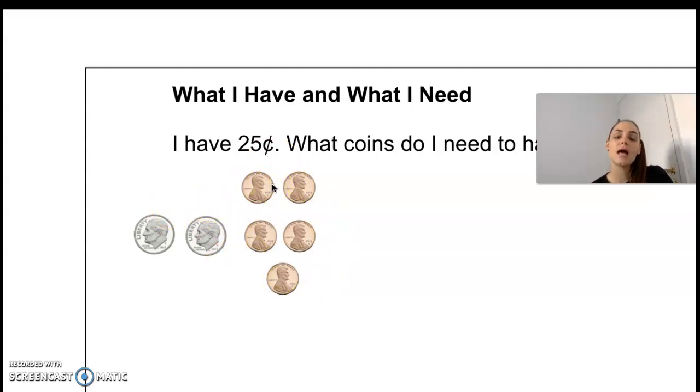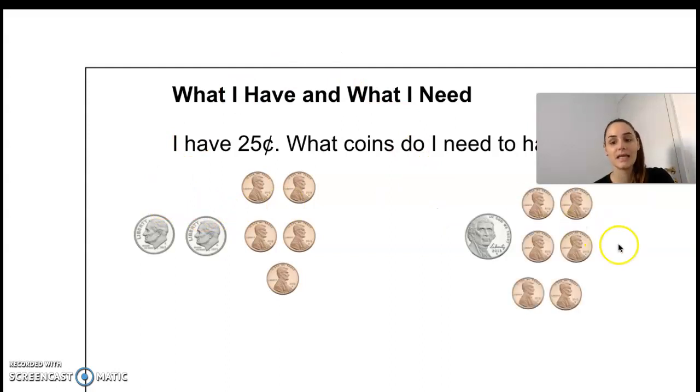Then you need to count from 25 to 36. For that, I'm going to use a nickel, which is worth 5 cents. And then I have 25 plus 5, it's 30, plus 6 makes 36. So here I have 5 plus 6, and that makes 11 more cents. So if I have 25 cents, I need 11 more cents to get to 36, okay? So what coins do I need? I need a nickel and 6 pennies, okay?